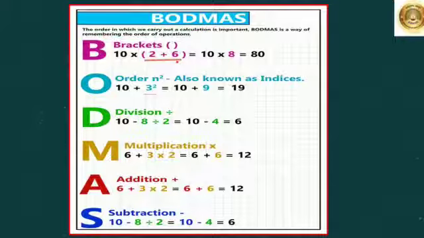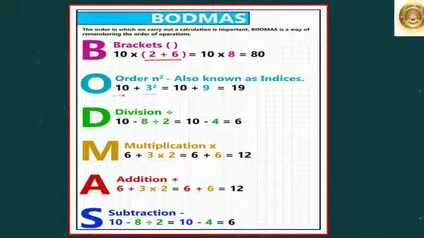According to the rule, you are supposed to do multiplication first. But 2 plus 6 is inside the bracket. So the first thing is you have to solve the bracket. So you have to do the addition of 2 and 6 first. So this expression becomes 10 multiplied by 8. And then now you can do the multiplication.